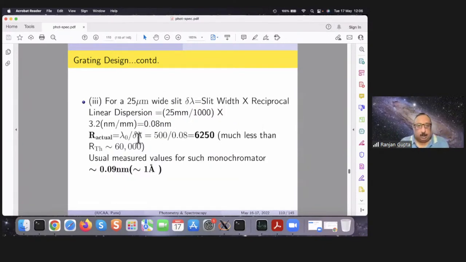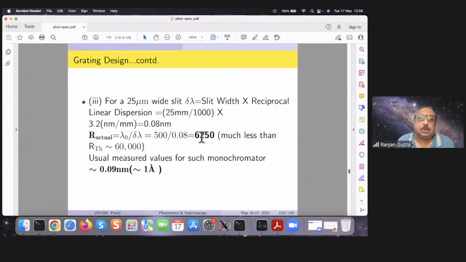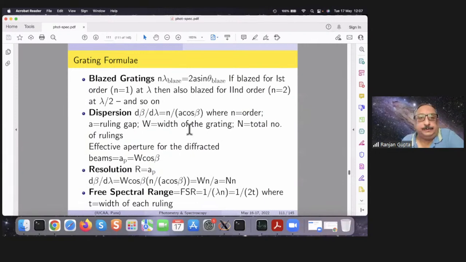If you do that and use a 25 micron slit, you put all these numbers in, you get 6250. So this is 60,000 and this is about 6,000. So 10 times, you have lost the resolution. And when you actually measure it with a laser, as I said, it comes to about 1 angstrom. So this is the real resolution, even though you have given the theoretical parameters and design, ultimately you get 1 angstrom. And similar calculations can be done for the requirement of higher resolution.